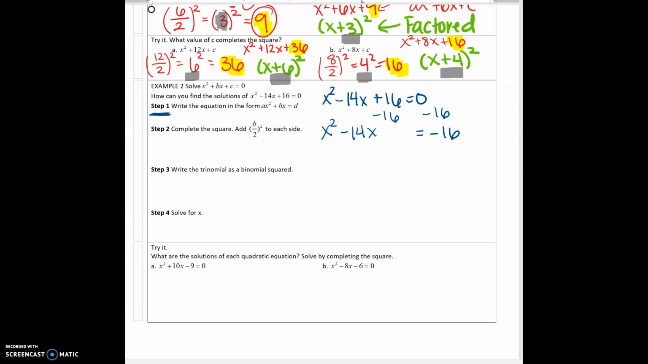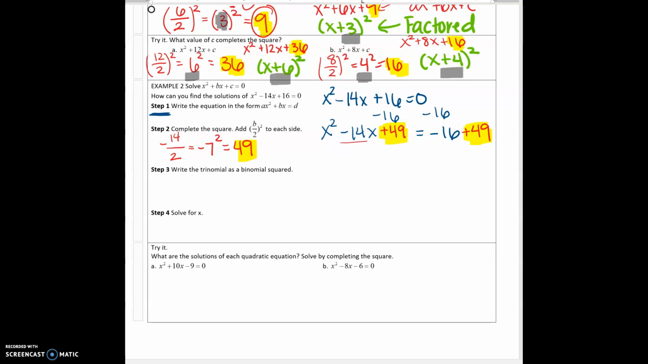So we're now in this form here, and then it says to take b divided by 2 squared and add that to both sides. So b is negative 14, so I would do negative 14 divided by 2, and that's negative 7, and then square it, and that's positive 49. So here is why I left the space, because I have to add 49 to both sides. So I'm going to write it in right here. So this 49 was added here and here.